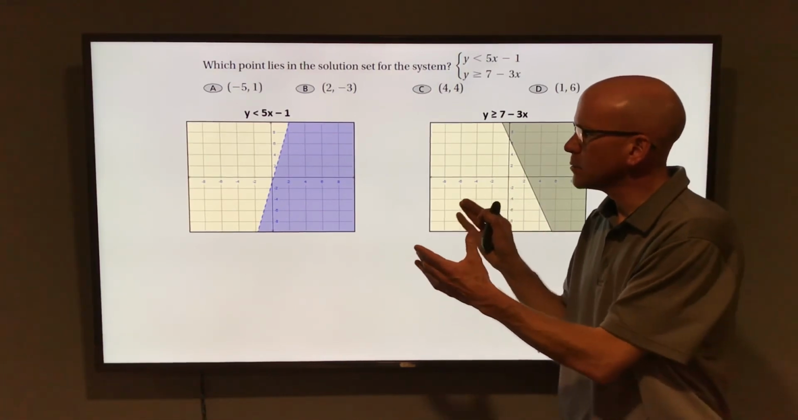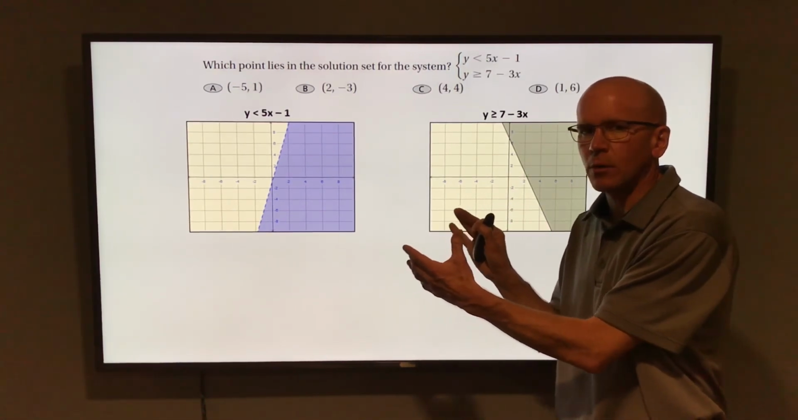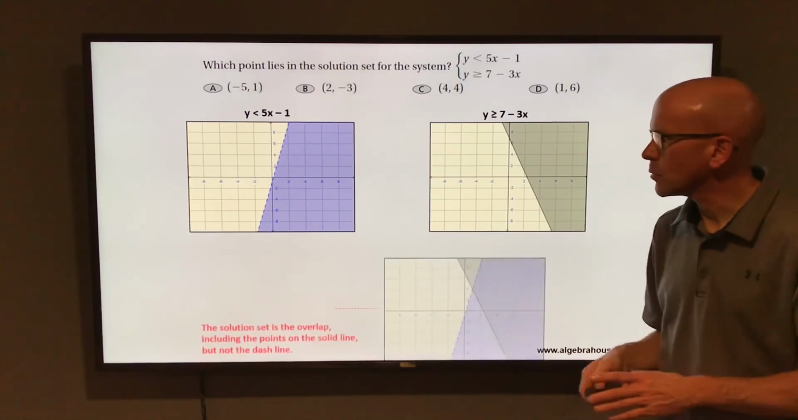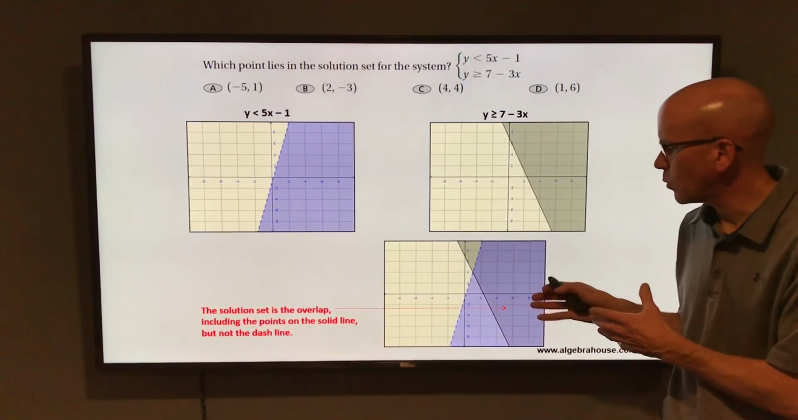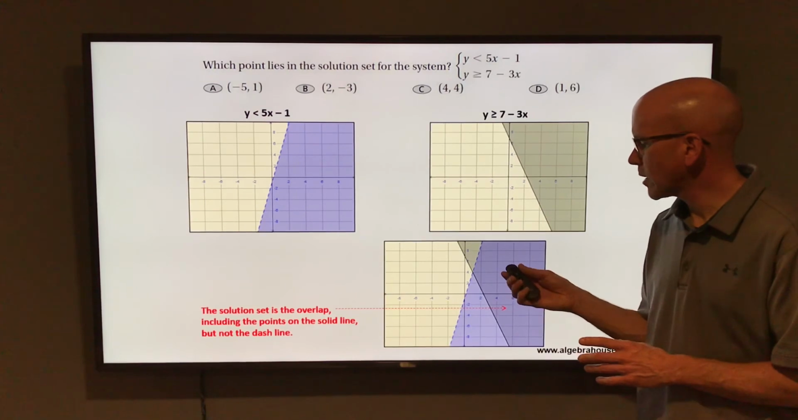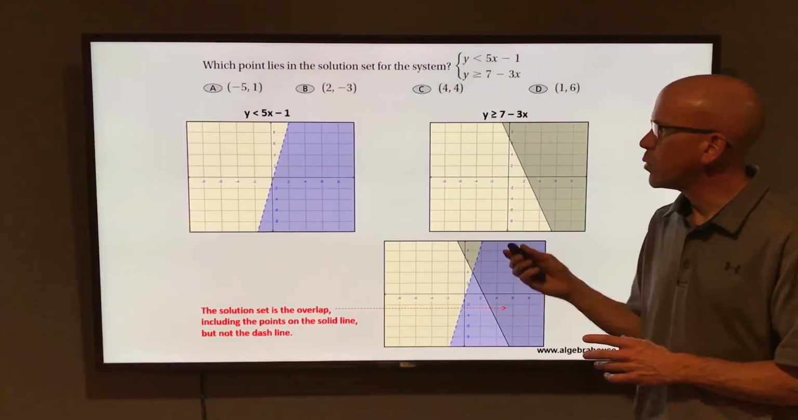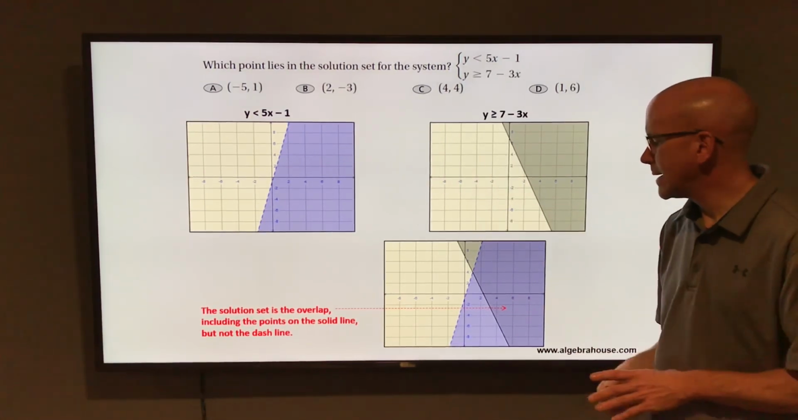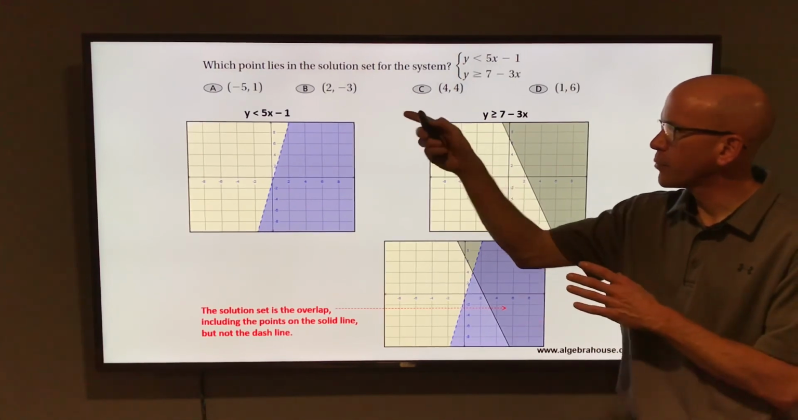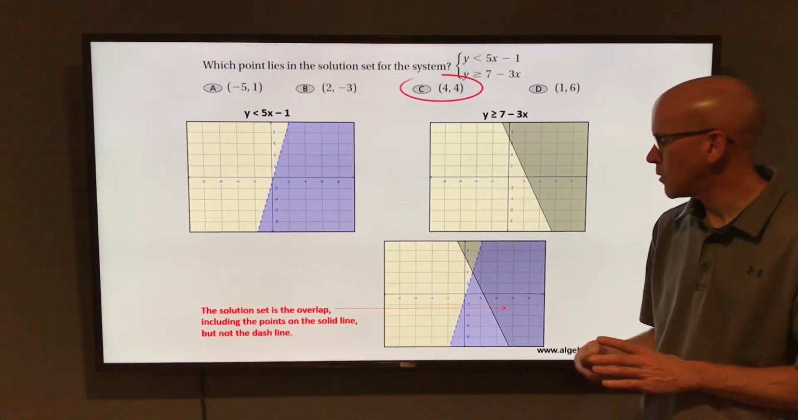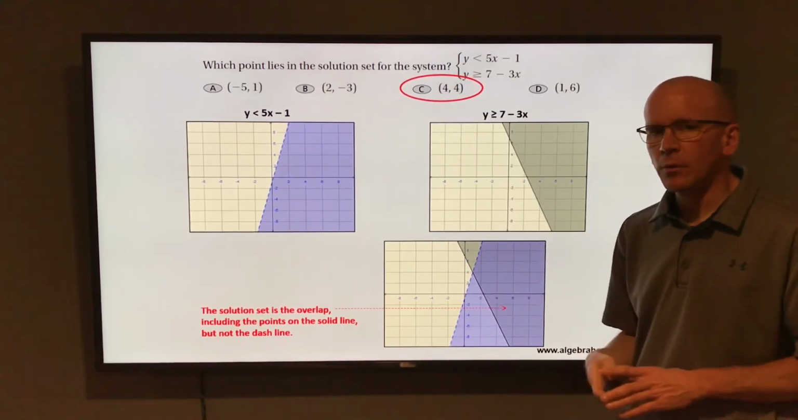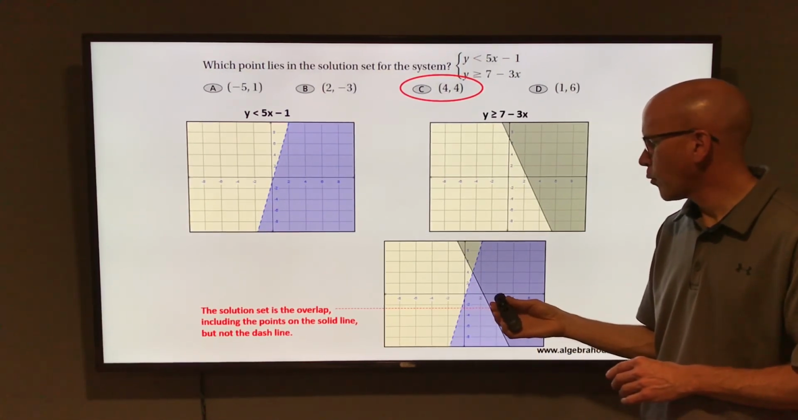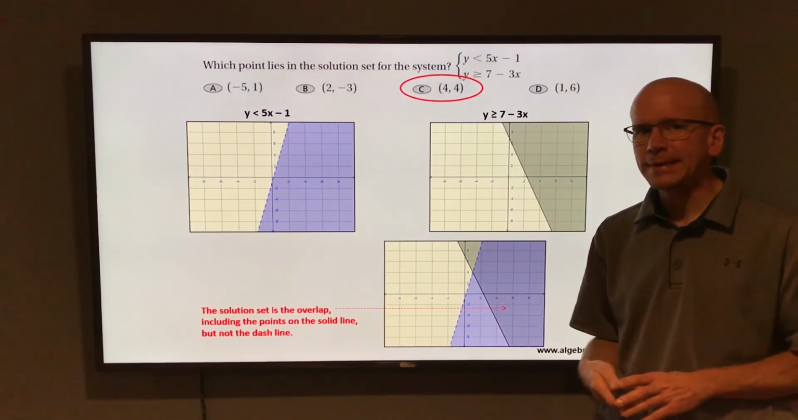Now the solution set, that's these 2 inequalities put together as one. So you want to graph these 2 inequalities, one right on top of the other, and then look at the overlap and see which of these points lies in the overlap. So if you go through and decide which of those points lies in the overlap, 4, 4 would be the right choice, because if you go to the right 4 and up 4, that point is in the overlap.